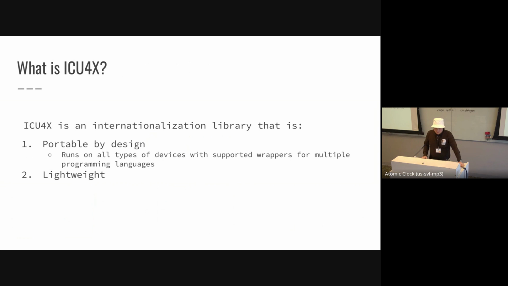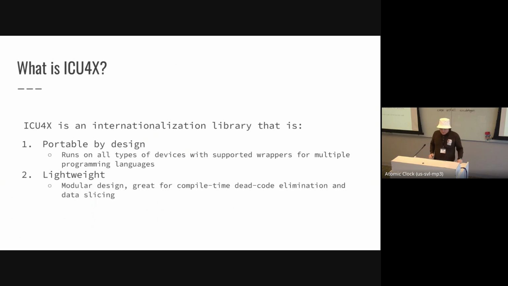So that's number one. The second thing about ICU4X is it's lightweight by design. We designed it to be modular. It's great for compile time dead code elimination and data slicing. If you've worked with other libraries, sometimes every component depends on every other component. So even if you run things like link time optimization, you don't really get a lot of benefit. ICU4X is built and designed and tested to make sure that when you do run things like link time optimization, you get really good results.